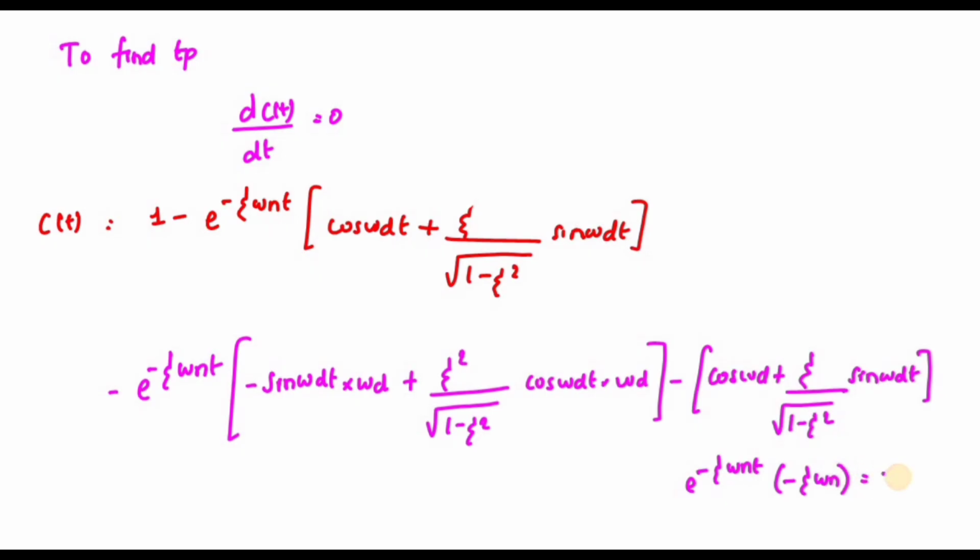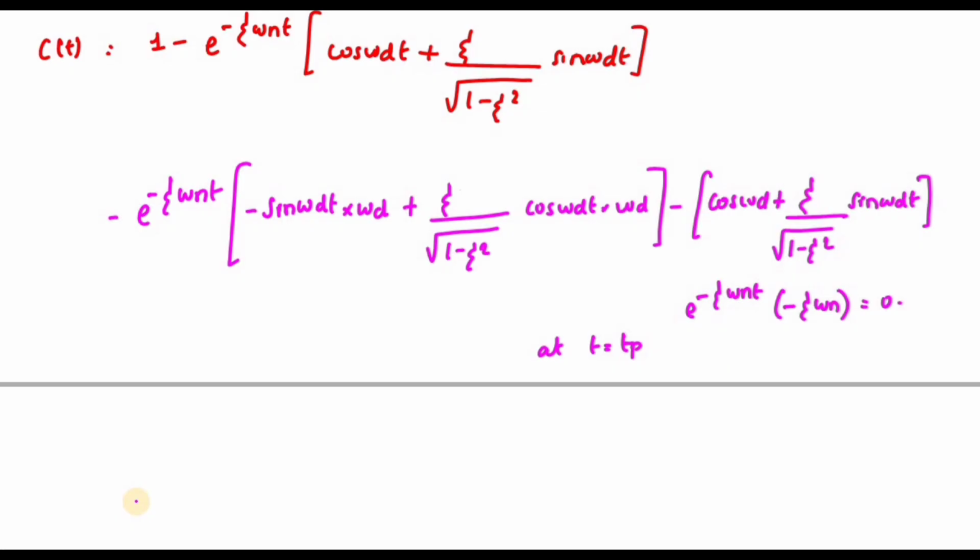We have to substitute t is equal to tp, right? So if I equate the sum, this cos and cos term get cancelled out. So if the cos and cos term get cancelled out, I will get the answer as minus of this, and this minus and minus get cancelled out.